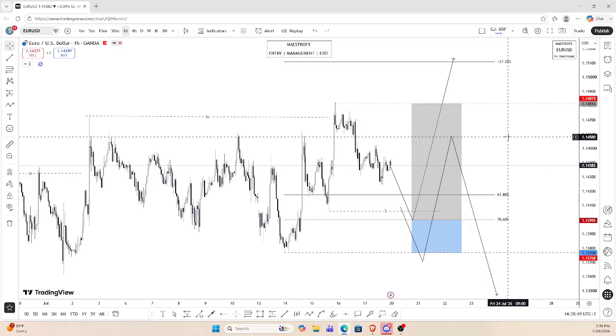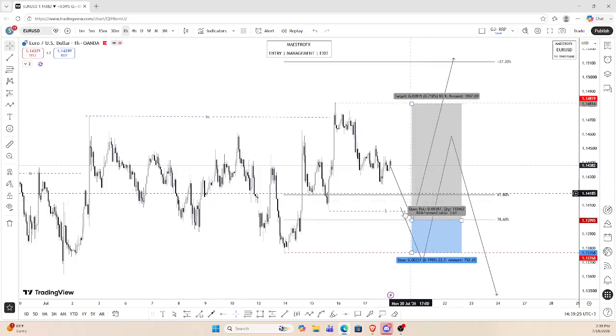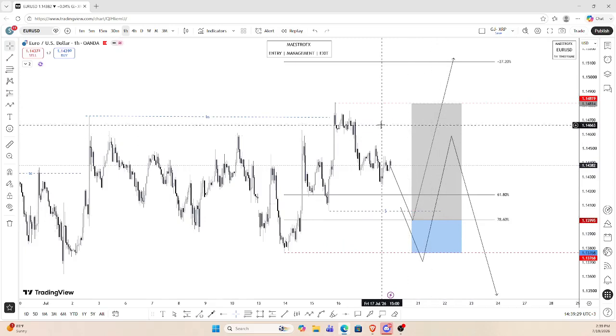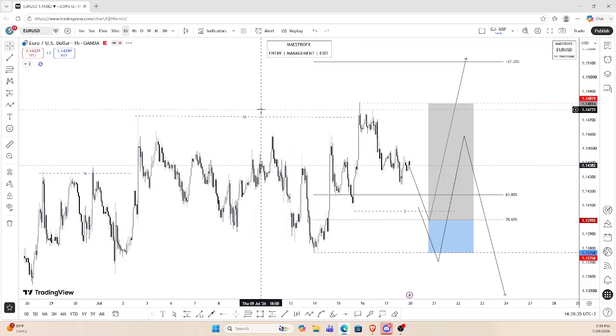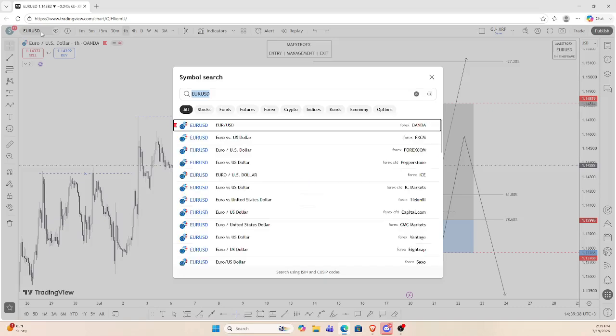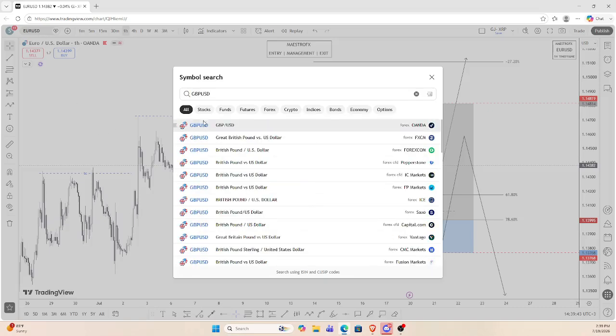But nevertheless, we have a very strong low and a very good internal liquidity. Let's see if we are going to swipe that internal liquidity and probably attain that 78.6 Fibonacci retracement level before we push further to the upside and fulfill the higher time frame correction. And so that's what I'll be looking at on the Euro USD. Moving forward, let's look at GBP USD.